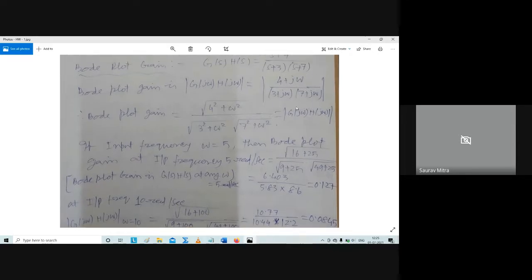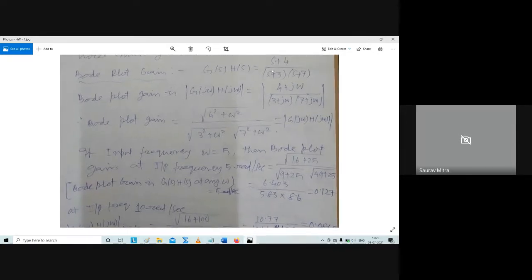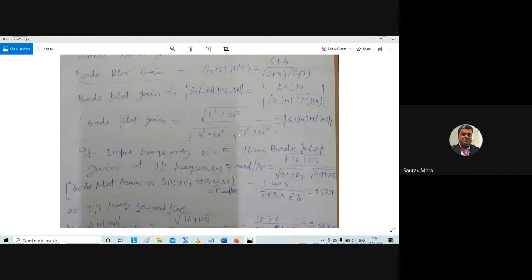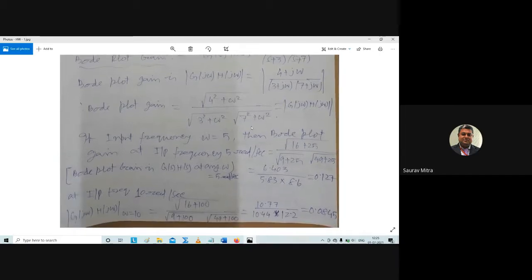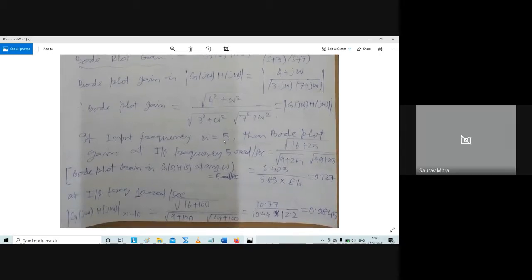Because the transfer function is given as (s plus 4) divided by (s plus 3)(s plus 7), that means (4 plus j omega) divided by (3 plus j omega) into (7 plus j omega). From there you are finding these factors. Now depending on different input frequencies, suppose somebody is keeping the input frequency as 5 radian per second. Instead of omega, you substitute 5. So omega square is 25. I have calculated how much the system gain will be for omega square equal to 25.